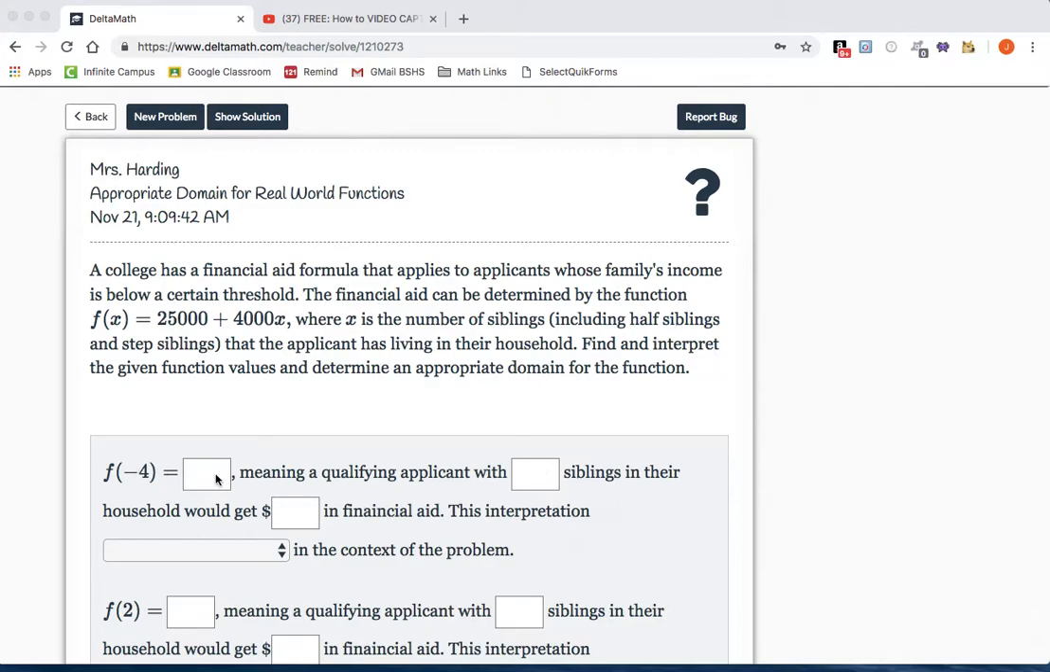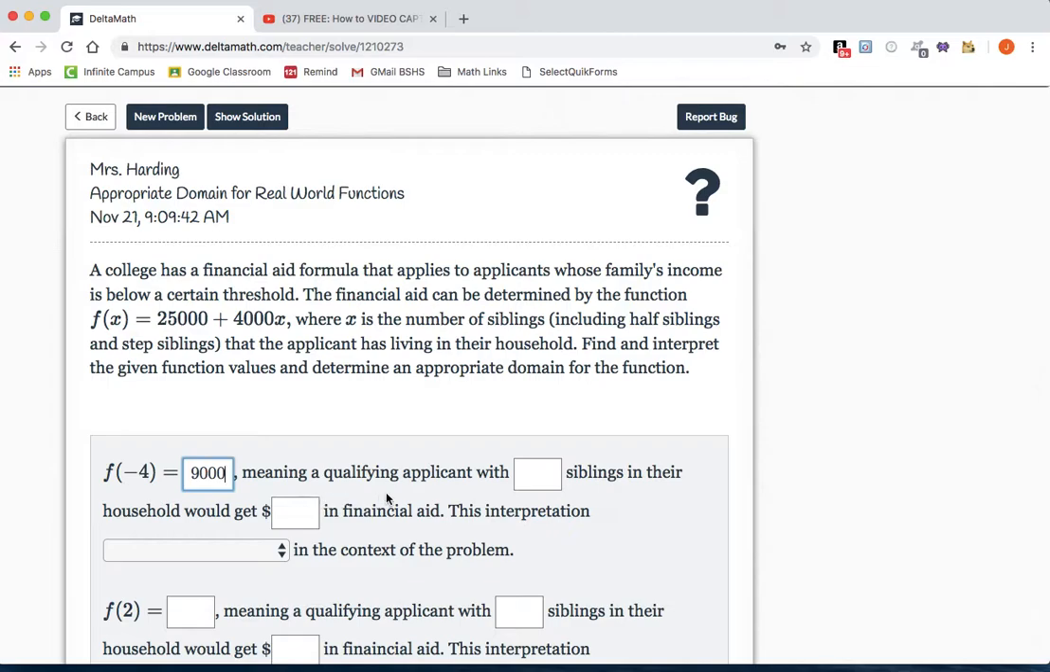Okay, so the first thing we have to do is find f of negative 4. I'm just going to define that function in my calculator. So I'm going to say f of x equals 25,000 plus 4,000x. Or you could just plug in negative 4 for x. So when you do that, you should get 9,000.